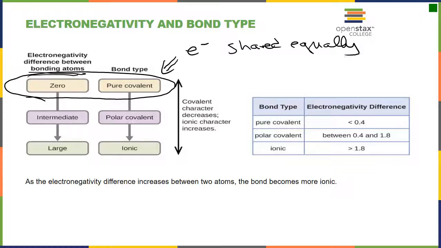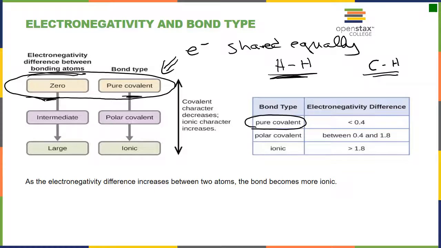That's going to be the case where we have any two things that are the same bonded together. Say hydrogen bonded to hydrogen, or as close to as carbon bonded to hydrogen. Carbon bonded to hydrogen, the electronegativity difference is small enough that we're going to say that these electrons are shared equally and we have a pure covalent bond. The closer that value gets to zero, the more purely covalent that bond is.